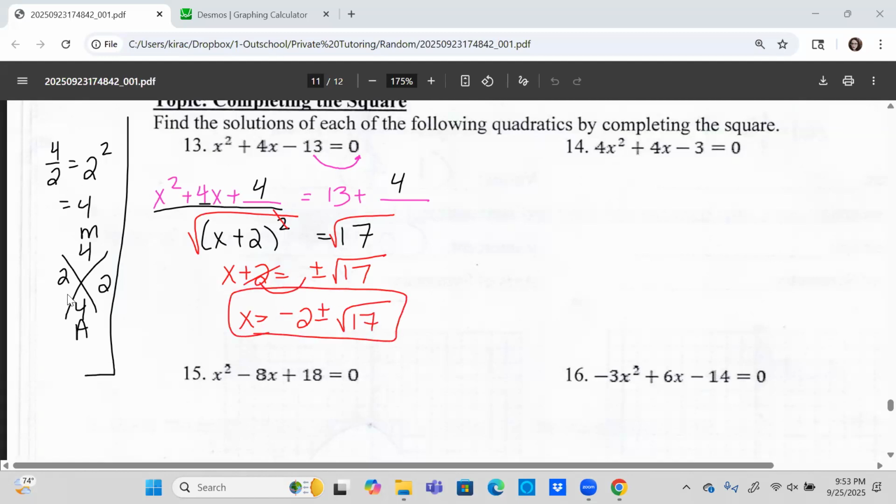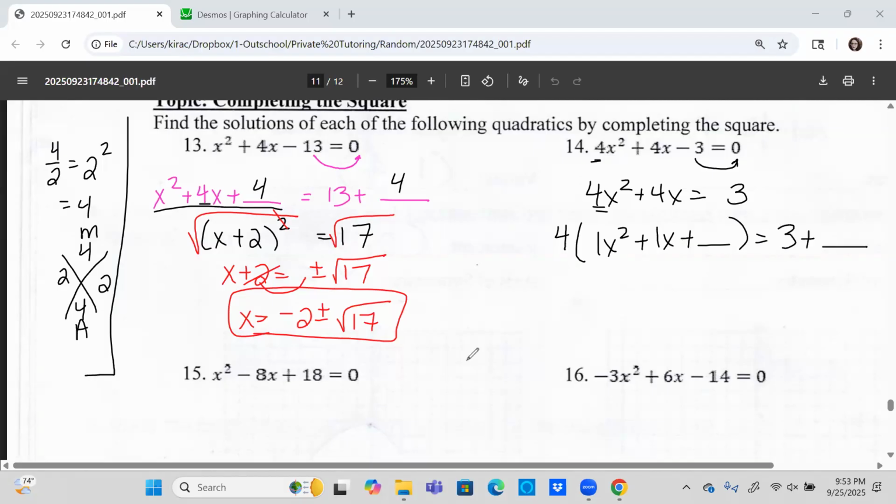Okay, 14 is going to be way harder because of this 4 in front. We're still going to move this over. And now factor the 4 because this must be a 1 for this to start. Then we can do the blanks. So we pulled the GCF of 4 out of the left. Now we can do our side work. This one's not going to be fun.